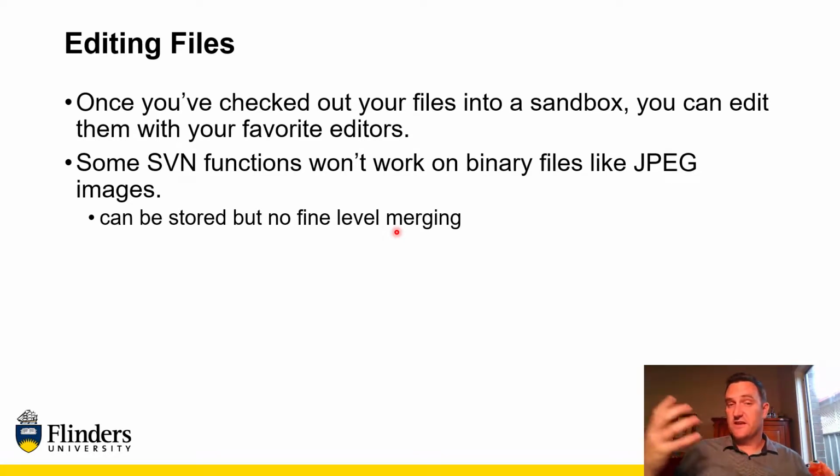SVN loves to work with text files that it can examine and compare. So some SVN functions won't work on big binary files like JPEG images or executables, so it can't do any fine level merging on them. It might be able to tell whether they're different, but it will just put a whole new copy into the repository rather than doing a change difference. If you put these images and binary files into your repository and you keep changing them a lot, your whole repository can get very large very quickly. So you want to think a little bit about whether you want to put images into the repository or not.